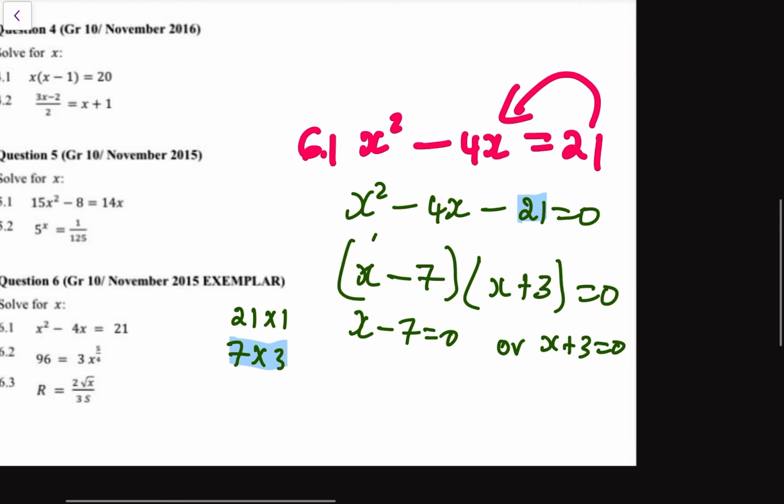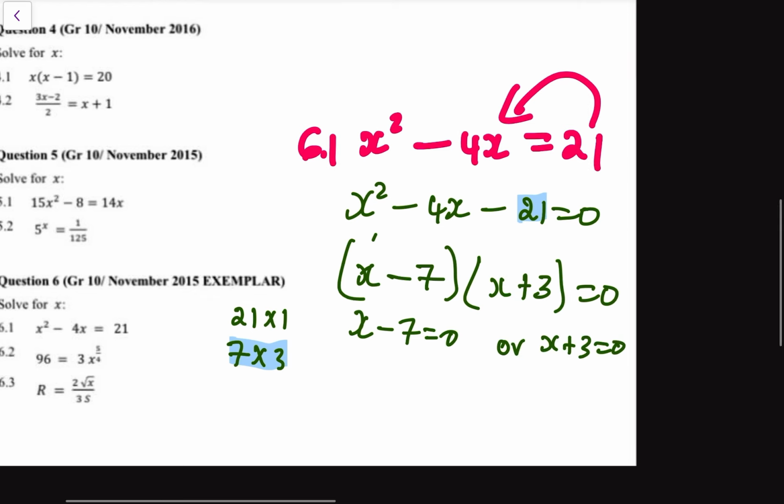Now, we are given 96 is equal to 3, and then x to the exponent 5 over 4. So we are dealing with rational exponents here. First thing first, we need to divide on both sides by 3. So what is 96 divided by 3? It will give us 32 is equal to x to the exponent 5 over 4. Now, 32 is the same as 2 to the exponent 5, which is equal to x to the exponent 5 over 4.